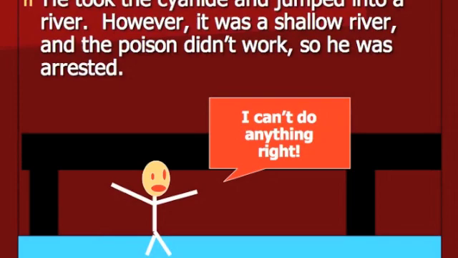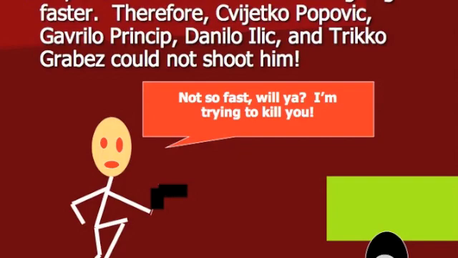The cyanide did not kill him. He jumped off a bridge, but the bridge was not very high, and he fell in the water, but the water was shallow. Hence, he did not commit suicide in any of the 3 ways. So therefore, the Archduke's car knew, hey, these people are trying to kill us, so they sped up. So all the other people were not able to kill the Archduke. So they were like failures as assassins. They said, this plan did not work. We'll have to try some other way, some other day.